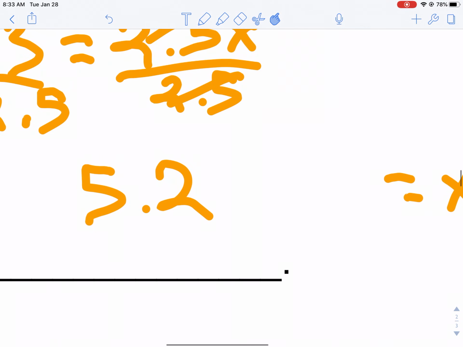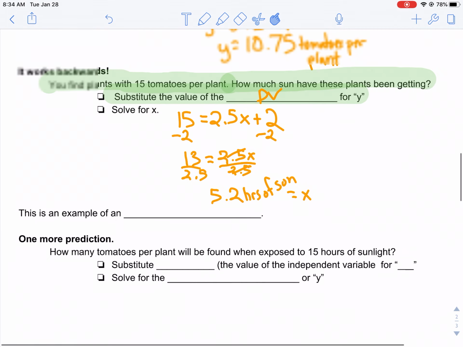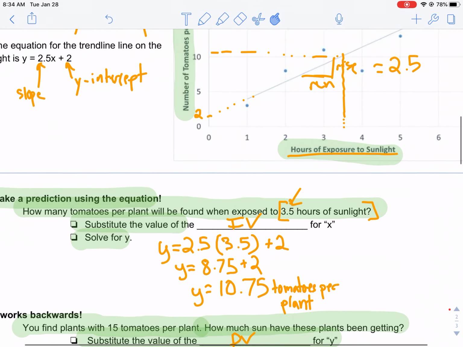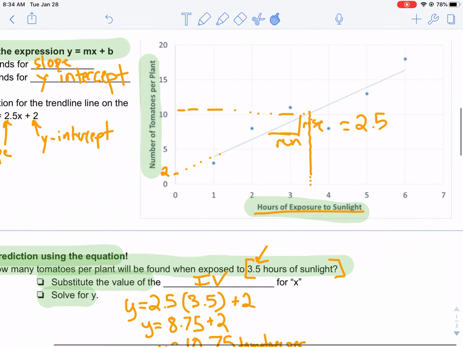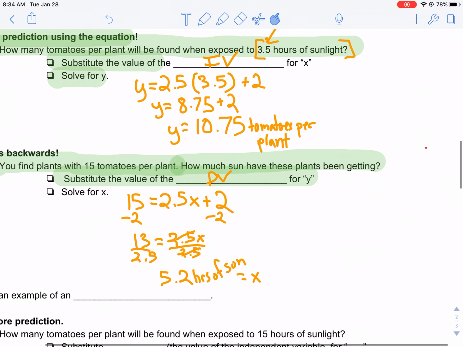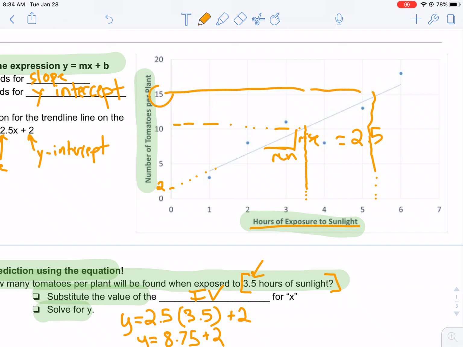So what are our units here? Well, our x value, or our independent variable, is hours of sunlight. Hours of sunlight. So there you have it. It works backwards too. So you can make these predictions using y equals mx plus b forwards and backwards. So if we are at 5.2 hours of sunlight, it should get to 15.